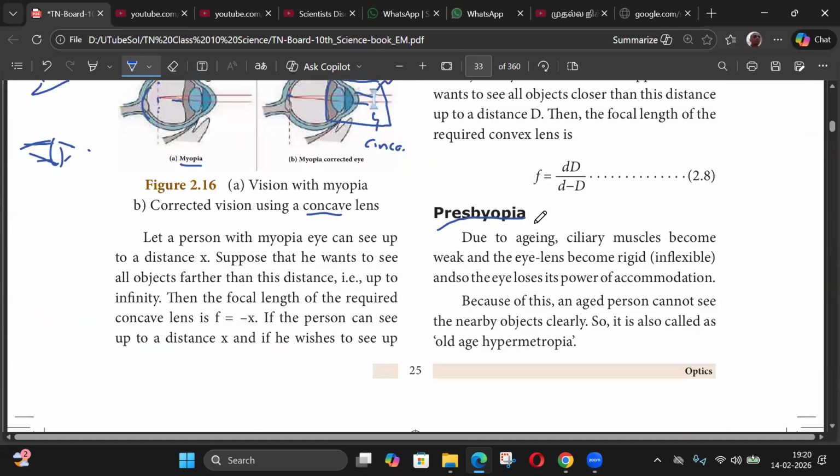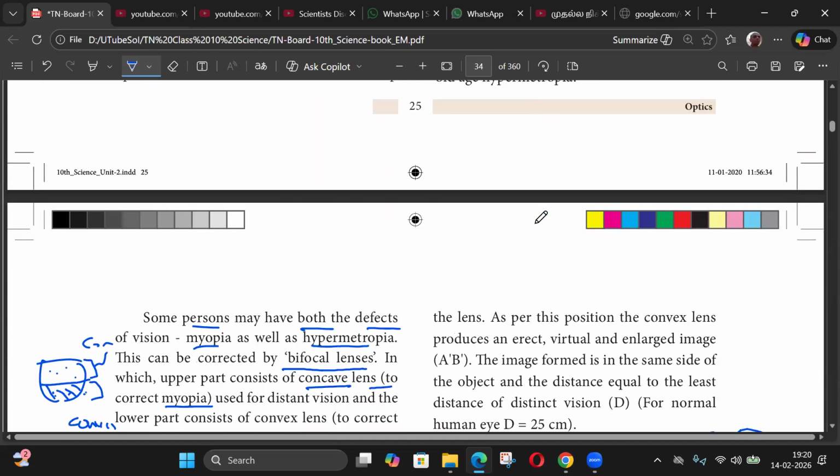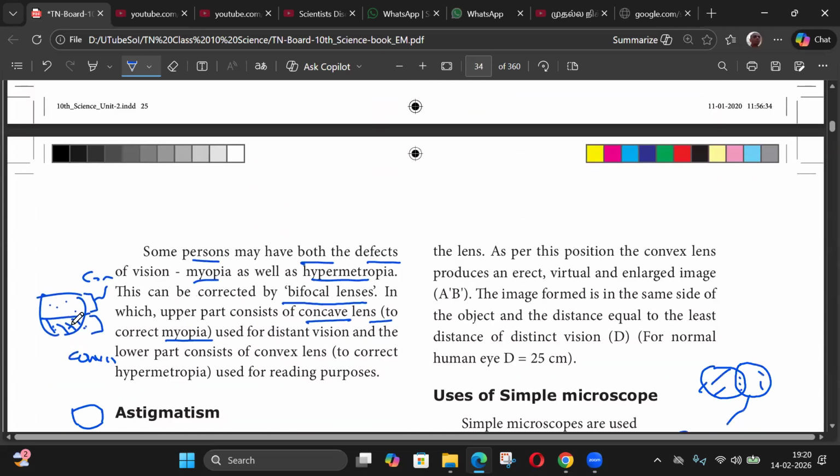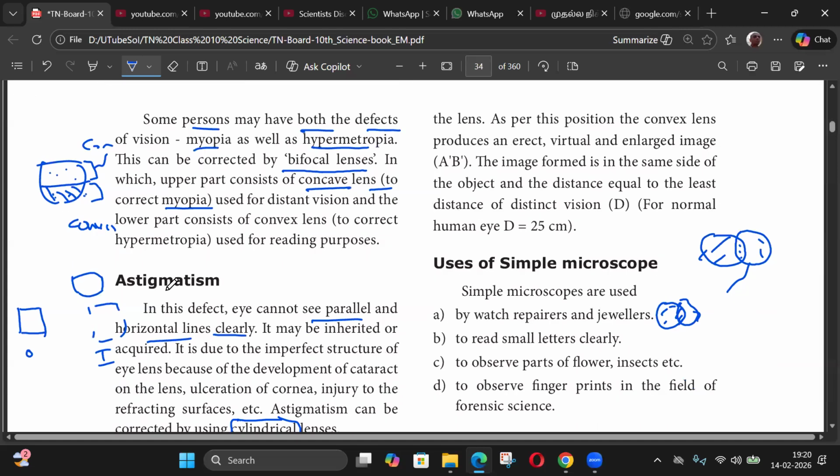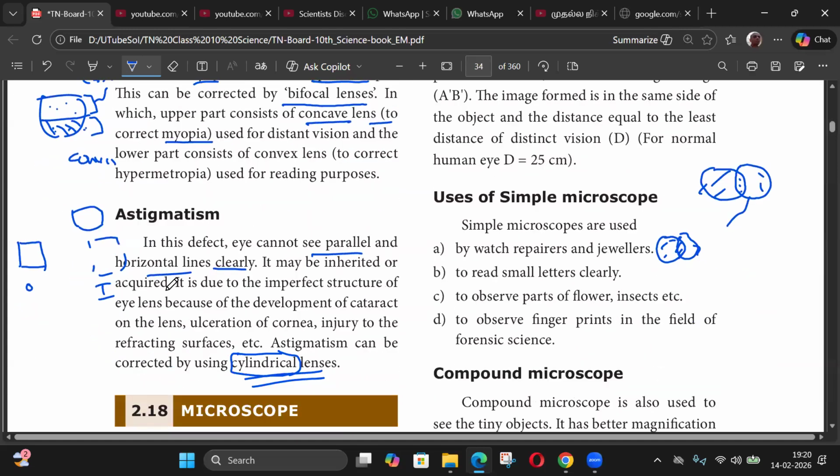Presbyopia. For this, you need a bifocal lens, both concave and convex. The top part will be concave and the bottom part will be convex, because you read the book through the bottom part and see the board through the top part. And the last defect is astigmatism. It's basically a rectangle or square getting distorted into a curved figure. To correct that, you need a cylindrical lens.